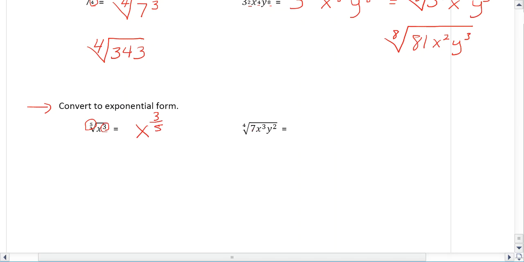This one is a little more complicated. Each piece has its own exponent. So the 7 is 7 to the 1st power, and the denominator on all of them is this 4. So this becomes 7 to the 1/4 times x to the 3/4 times y to the 2/4. And when you can, you do reduce those fractions like we always have. So we'll leave that one, 7 to the 1/4, x to the 3/4. But this y, we reduce that to a 1/2, and now it is written in exponential form.